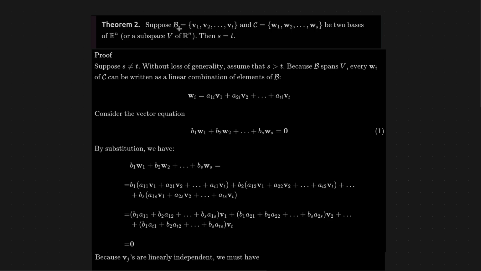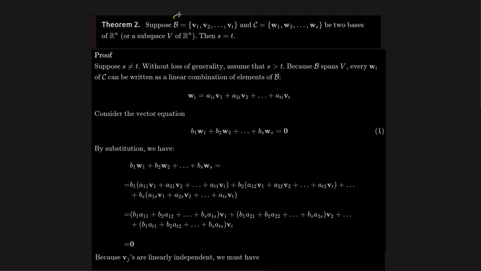So suppose we have two different bases for either Rn or a subspace of Rn, so a vector space, okay? The vectors in the first basis are v1, v2, all the way to vt, so there are t vectors. The vectors in the second basis are w1, w2, all the way to ws. So this second basis has s vectors. The claim here, the thing that we are going to prove, is that s equals t.